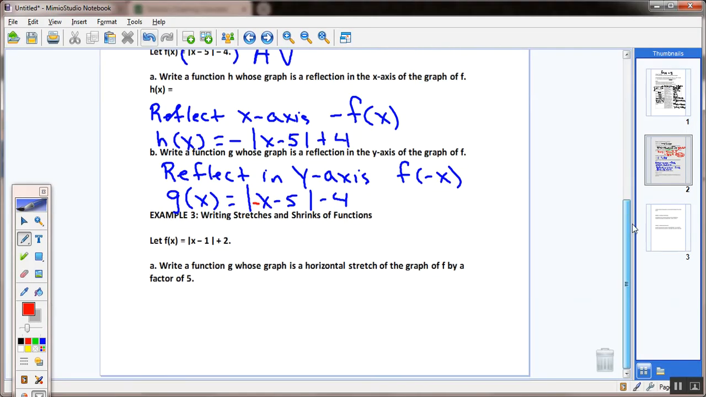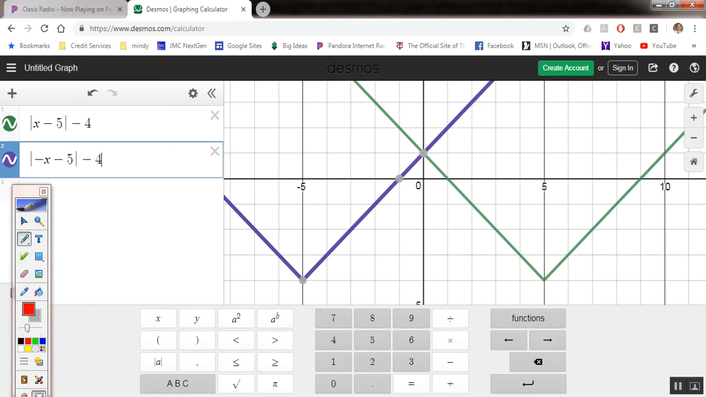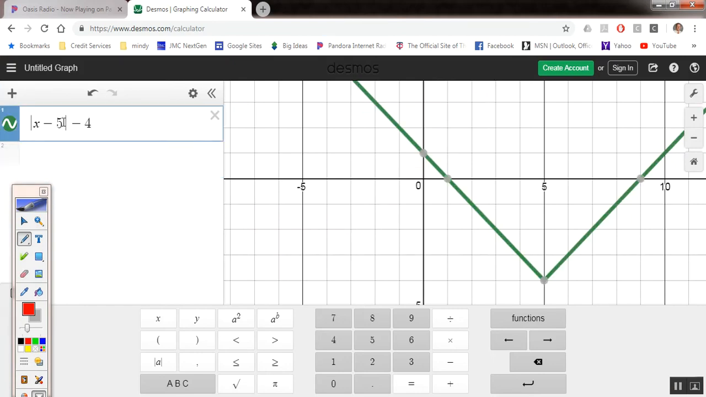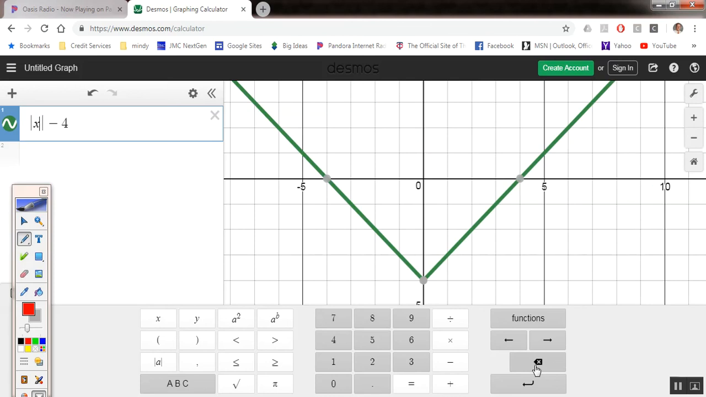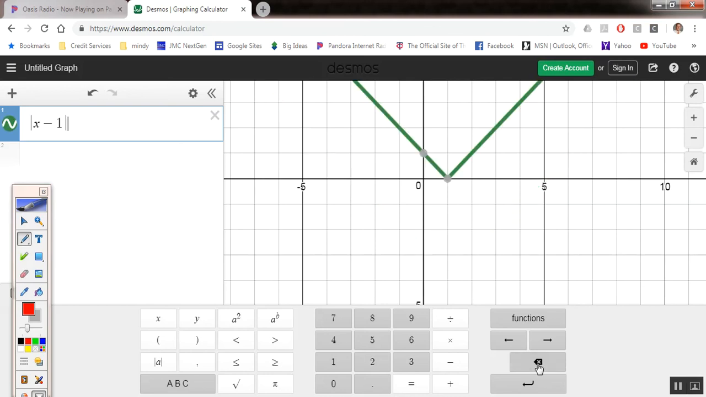I'm sorry, example 3. Let's get example 3. How about I volunteer to read example 3 for me? Let f of x equal absolute value of x minus 1 plus 2. Write a function g whose graph is a horizontal stretch of the graph of f by a factor of 5. Let me get to decimals here and put the original in. So absolute value of x, what's the x part? X plus? No, in absolute value is x minus 1. Okay. And then plus 2 is outside of it. Plus 2? Yeah. Okay, so here's the original function right here, right, kids?